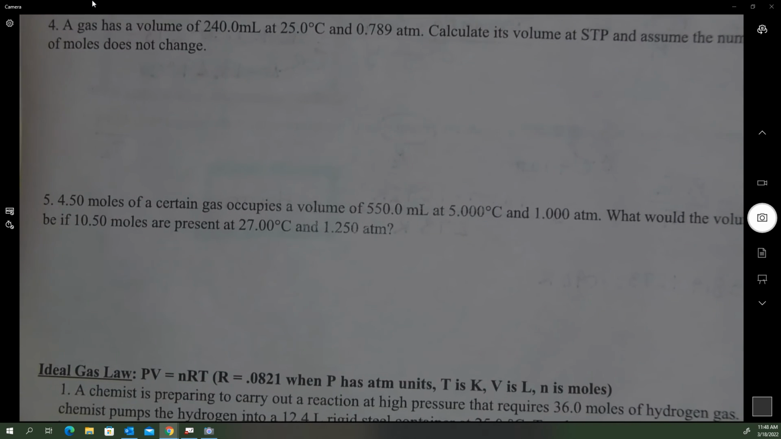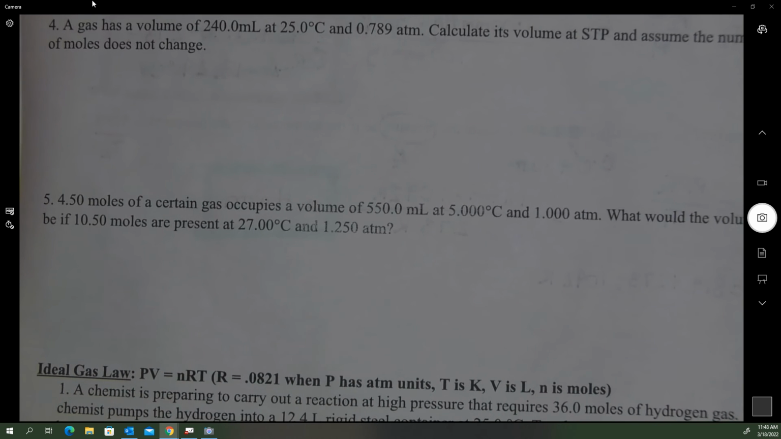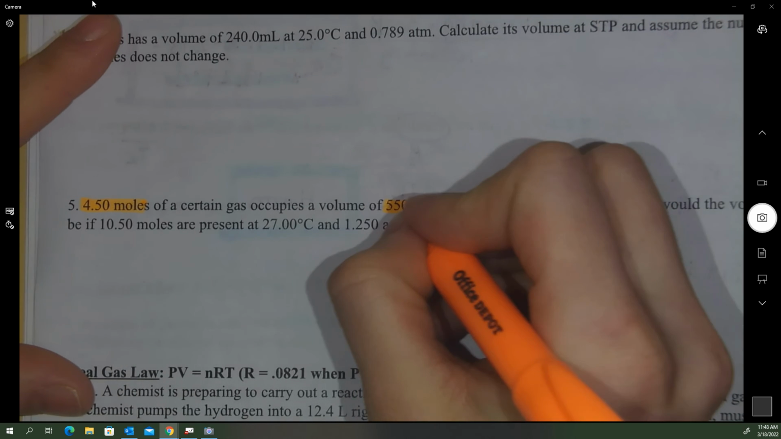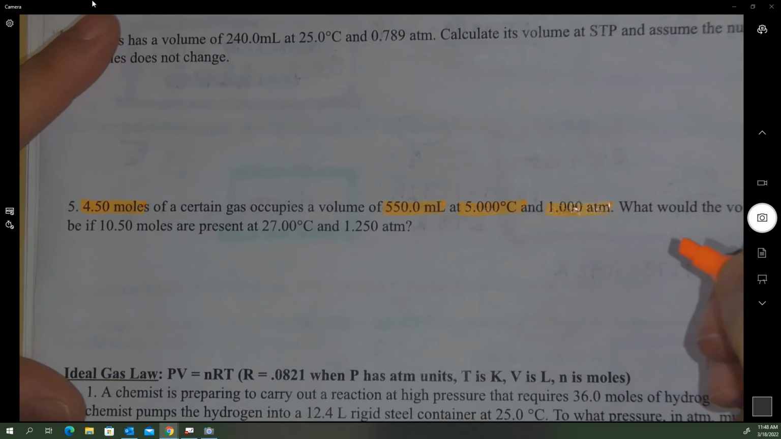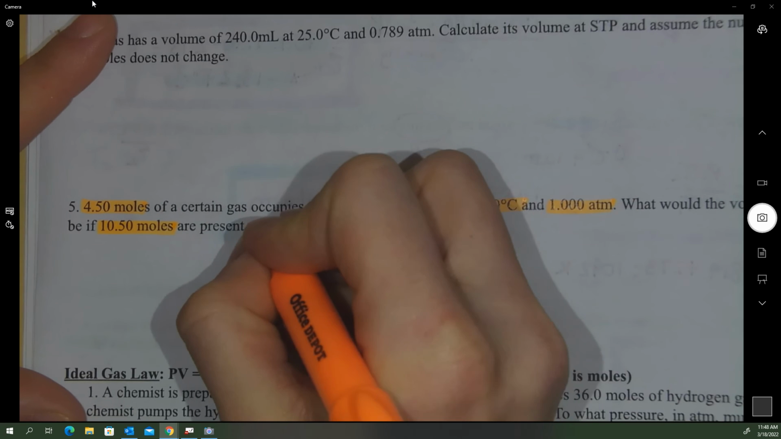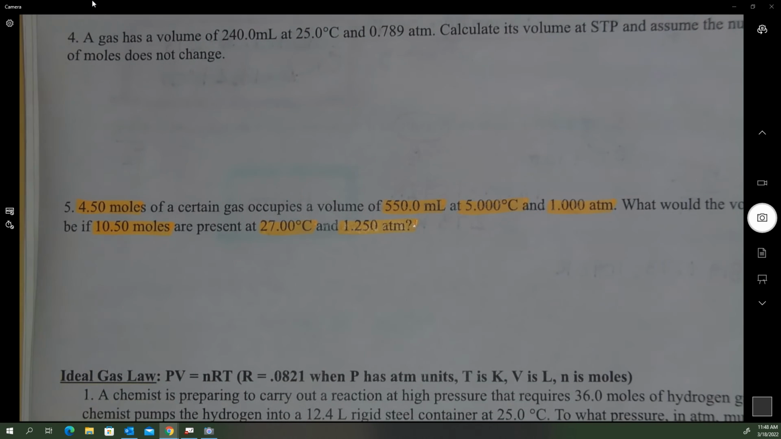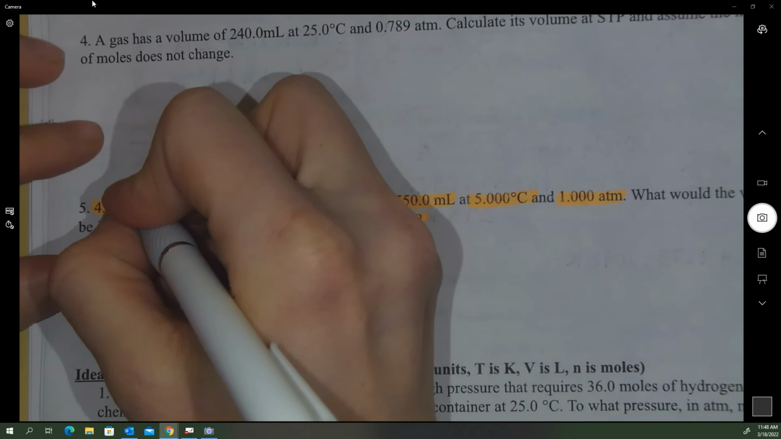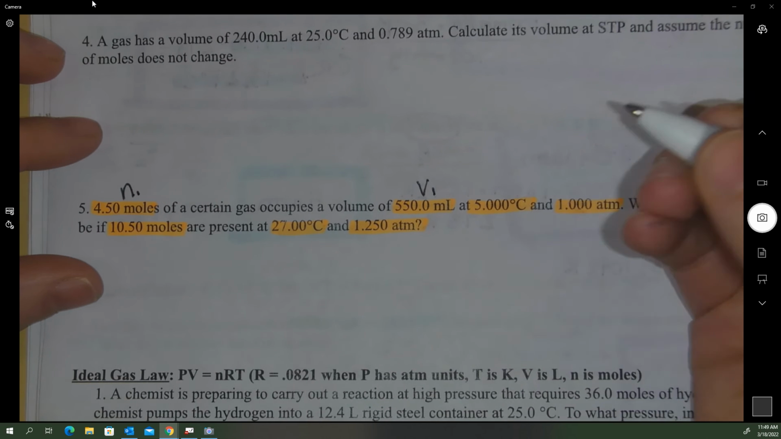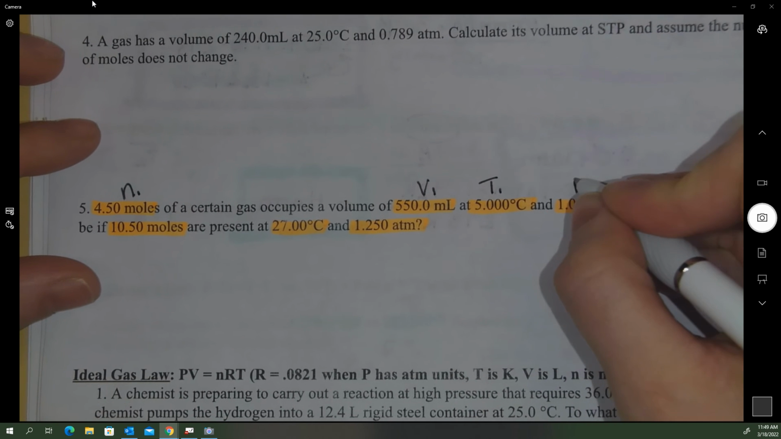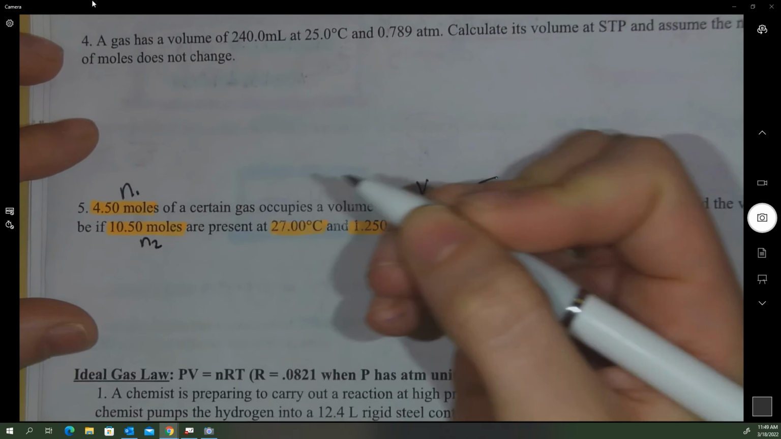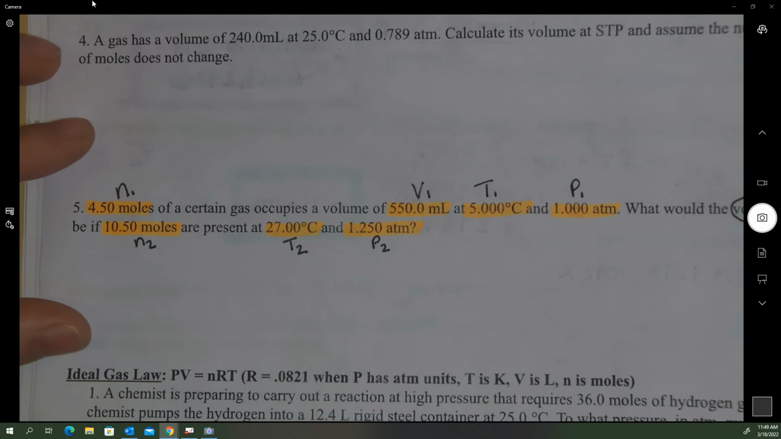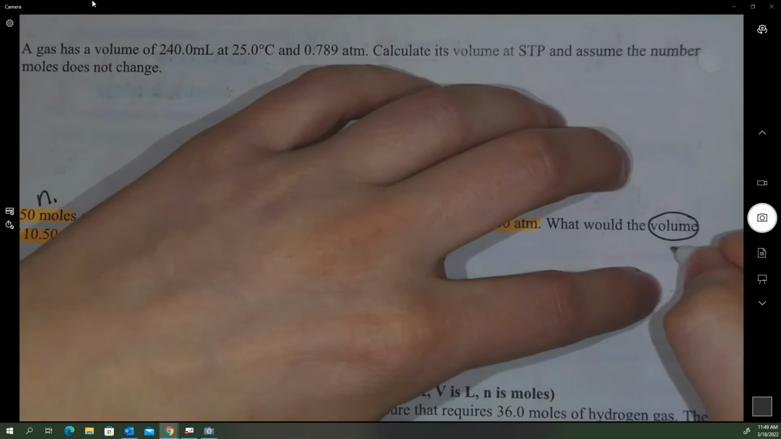Number 5 throws some words like moles at you, which should not scare you because we've already learned what moles are. We've got 4.5 moles of gas, 55 milliliters, 5 degrees Celsius, 1 ATM, 10.5 moles, 27 degrees Celsius, and 1.25 ATM. So we've got a lot of information thrown at us. I'm going to go ahead and write what everything is. So this is going to be N1, this is going to be V1, T1, P1, N2, T2, and P2, and we are obviously solving for V2.